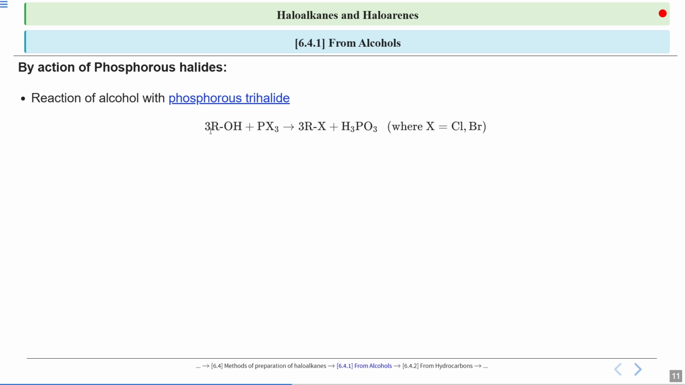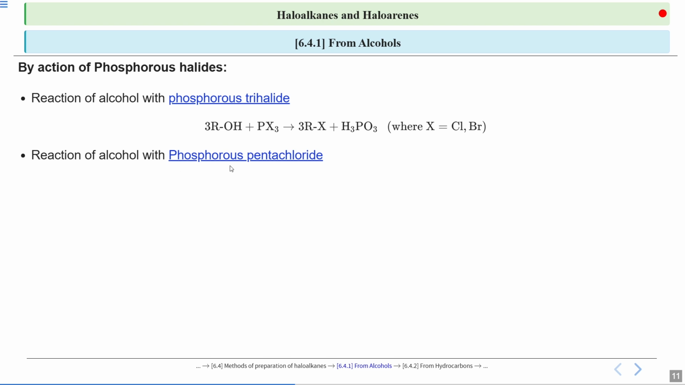So when you react three molecules of alcohol with phosphorus trihalide, you will get three molecules of alkyl halide and a side product, H3PO3. Here X is chloride or bromide.